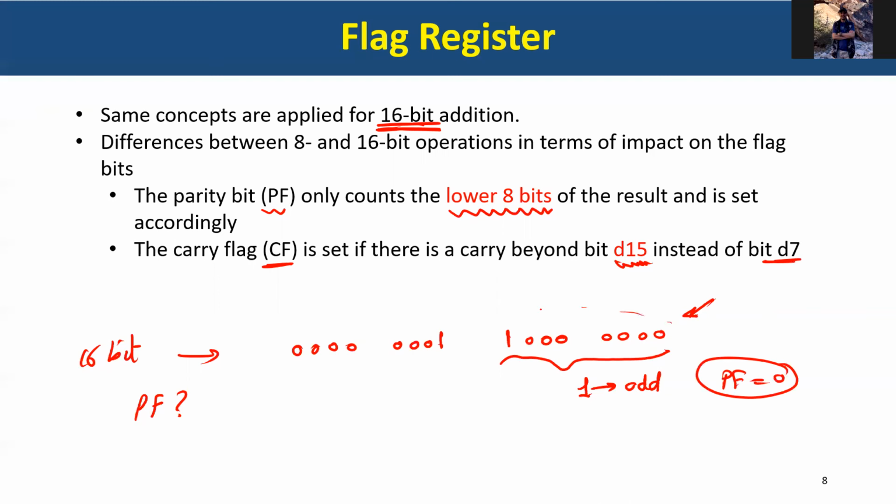If you look at all 16 bits, that's wrong, because the number of ones is 2. That means the parity flag would be 1, because this is an even number, and that's wrong. You should look only at the least significant 8 bits. That's very important.